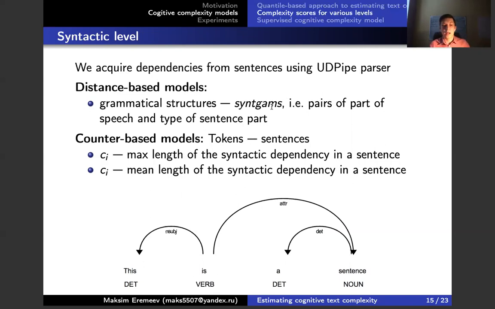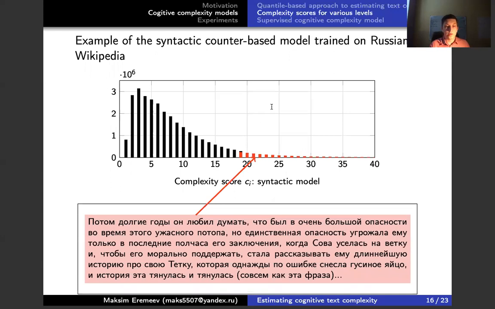On the other hand, a lot of counter-based models can be examined because the sentence has multiple linguistic features and properties to research, with complexity as the maximum or mean length of the syntactic dependency in them, or just their total number of syntactic dependencies. Okay, so here is an example of the counter-based model with complexity as the maximum length of the syntactic dependency in the sentence. So in the syntactic counter-based model, we have only one distribution for all sentences we can meet in the text.